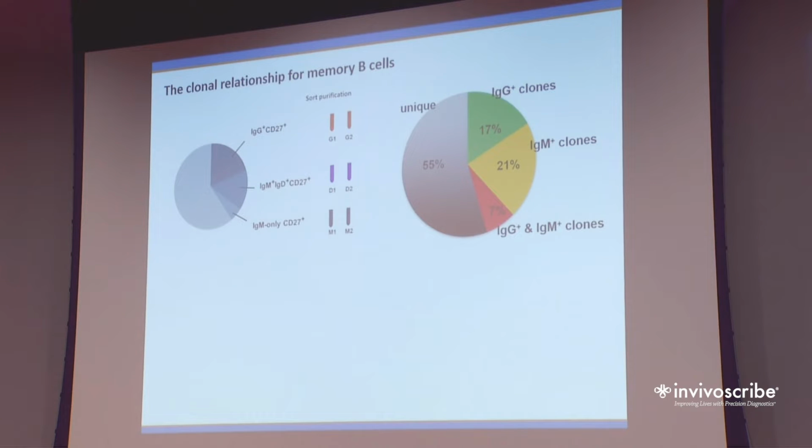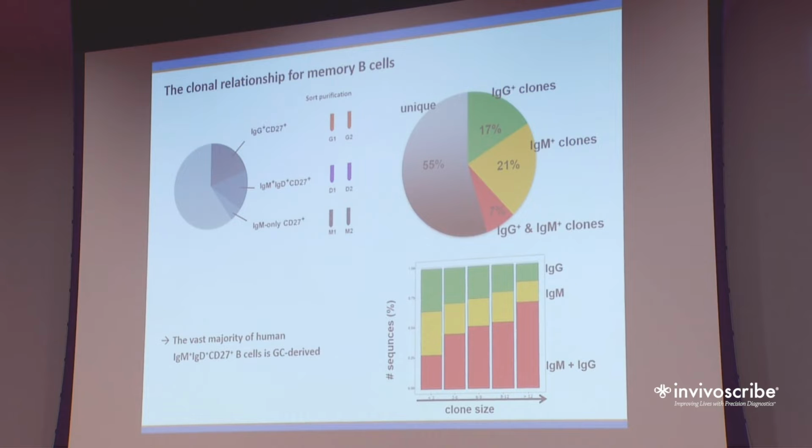So what we found practically was that among these memory B cells, a large fraction, about 55%, and we detected that in two independent donors covering about 250,000 cells per donor, of these sequences among these cells were unique. But we also detected clonal sequences that only consisted of IgG, only of IgM-derived sequences, or a small fraction of clones that contain both IgM and IgG sequences.